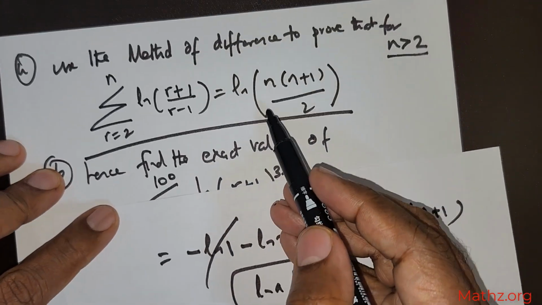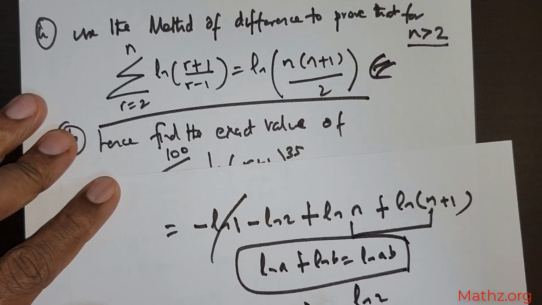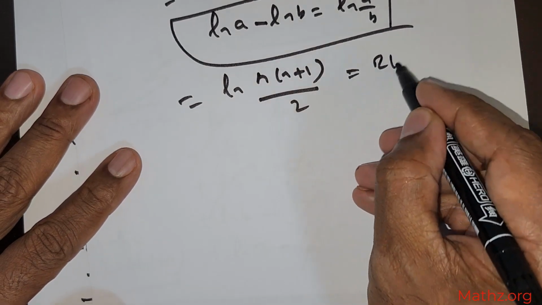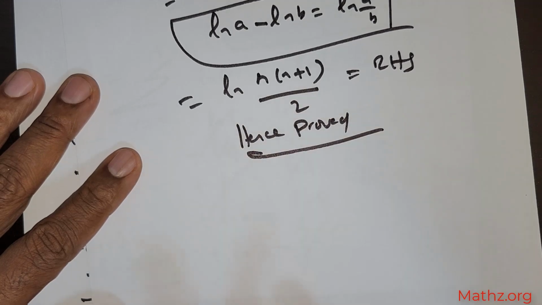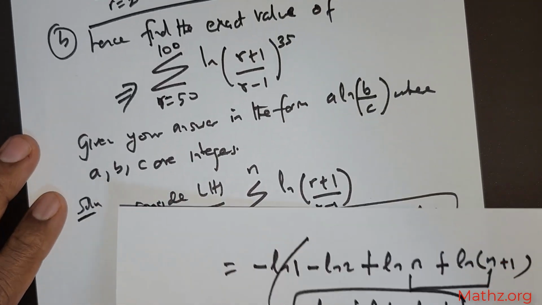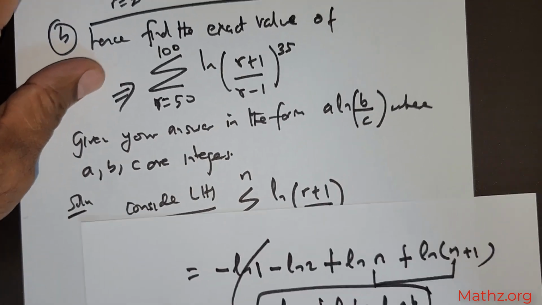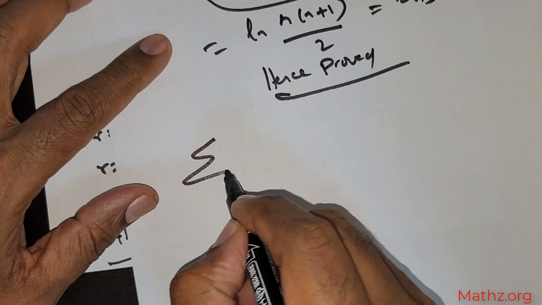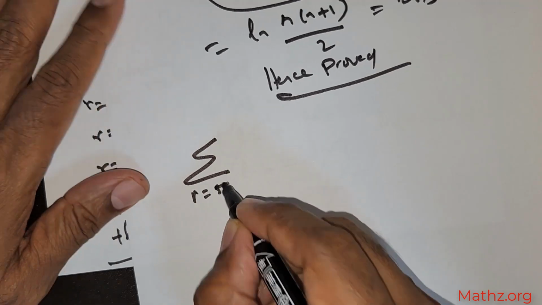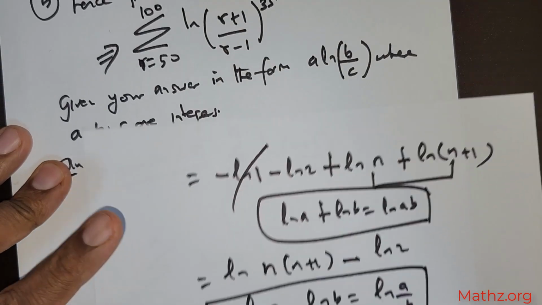You see here, this is equal to the right hand side, hence proved. So that is the first part. Now let me go to the second part. The second part wants us to find the value. Let me write that. R is equal to, the value starts from 50.